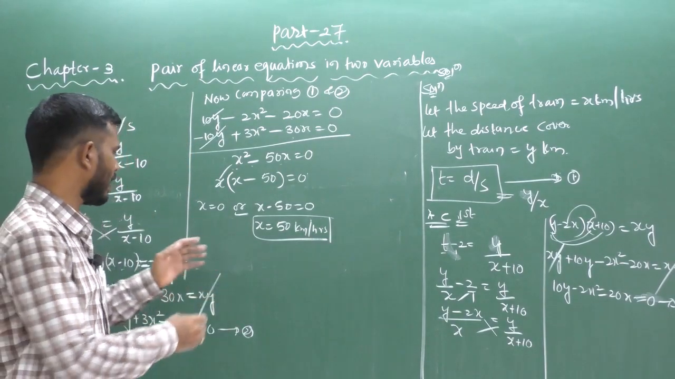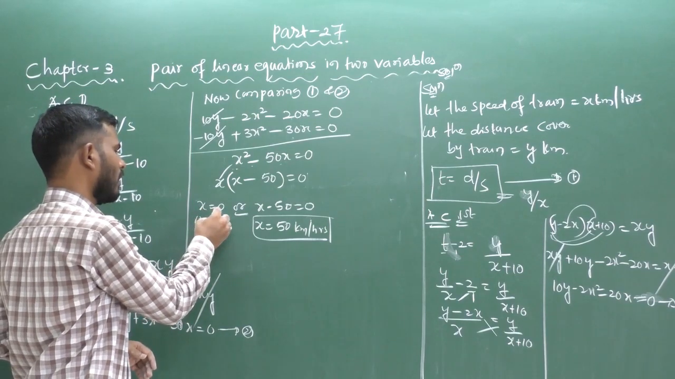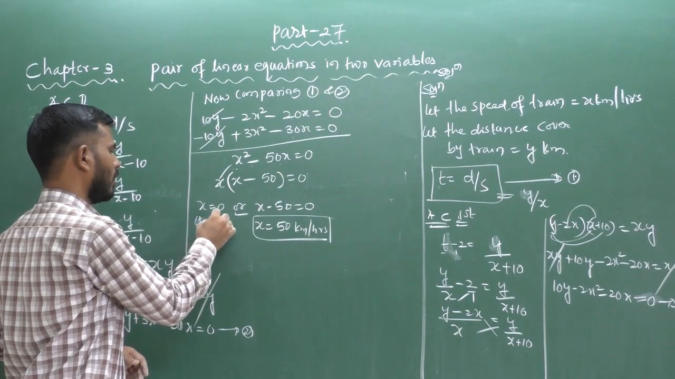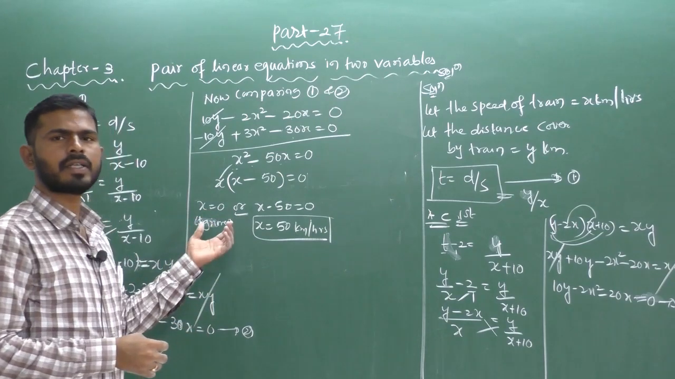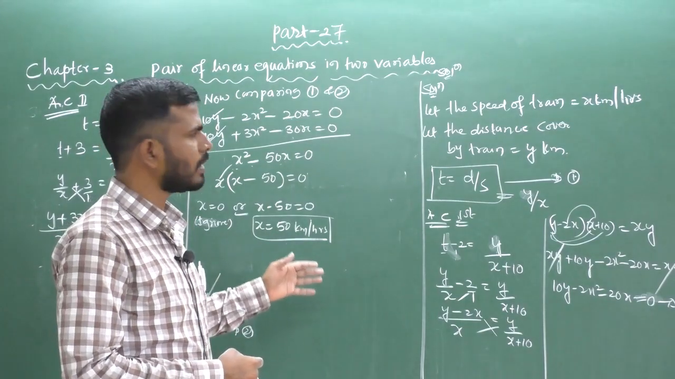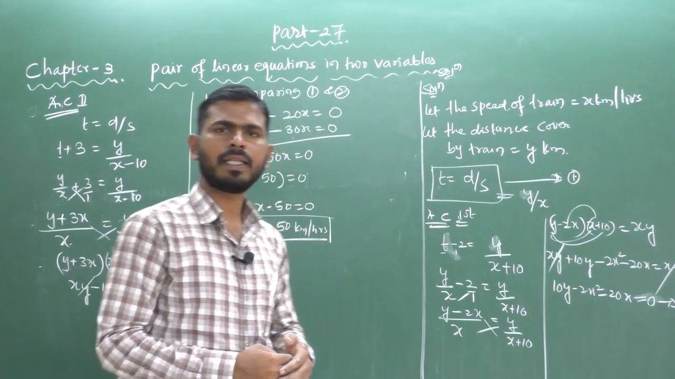x equal to 0, you can ignore it. It is not possible. You can write ignore. Ignore means you can neglect it. So x equal to 50. This is the speed of the train, but you require the distance covered by the train.